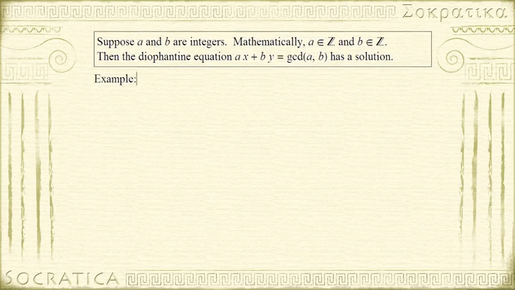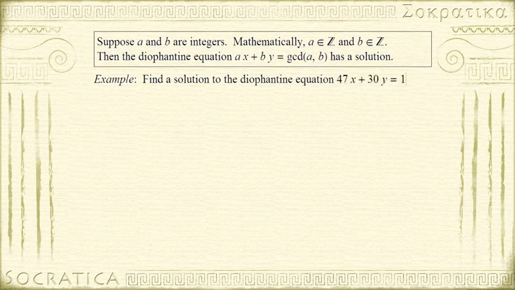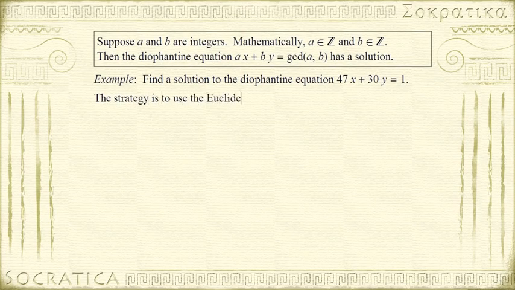So for example, we're going to find a solution to the Diophantine equation 47x plus 30y equals 1. 47 and 30 are relatively prime, so their greatest common divisor is 1. So according to our statement, this should have a solution. Let's see how to find it. The strategy is to use the Euclidean algorithm.